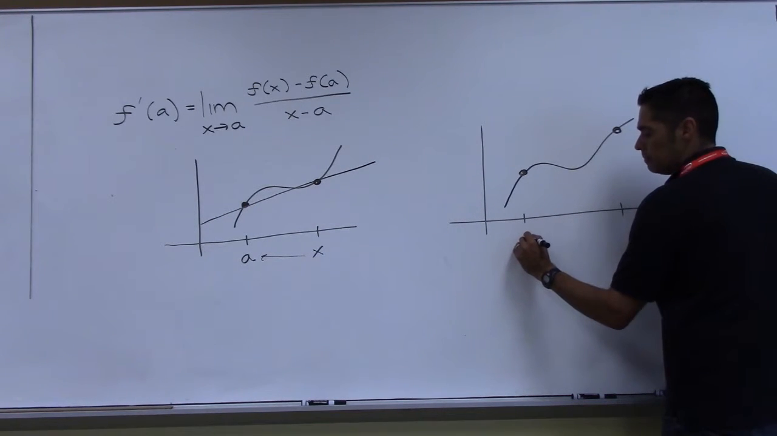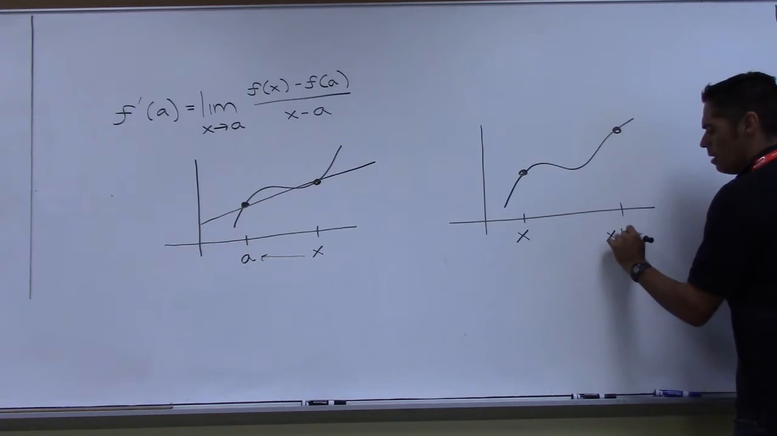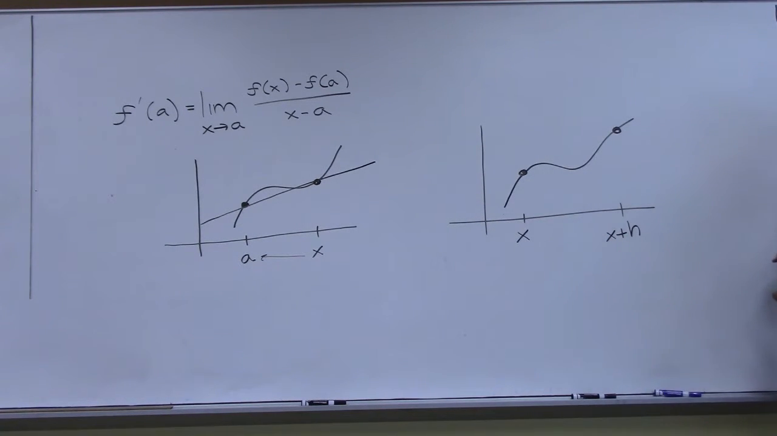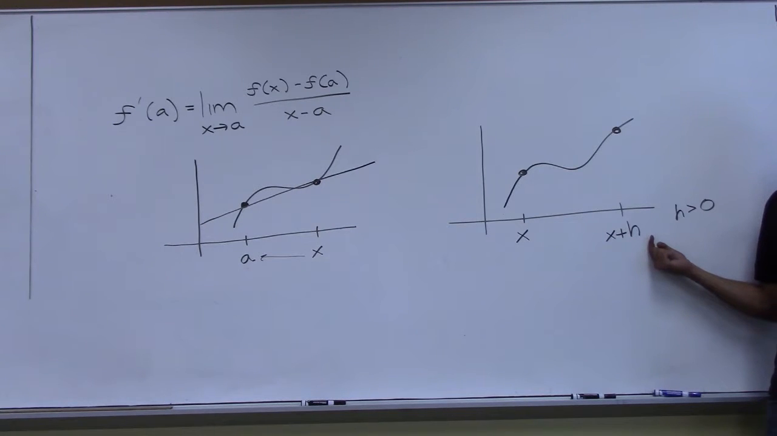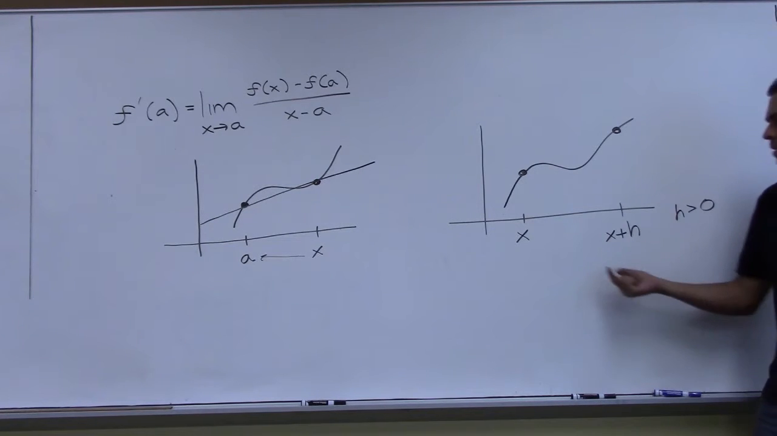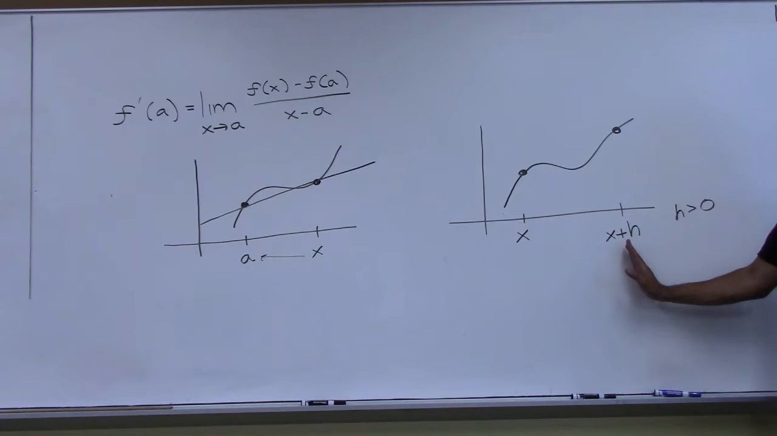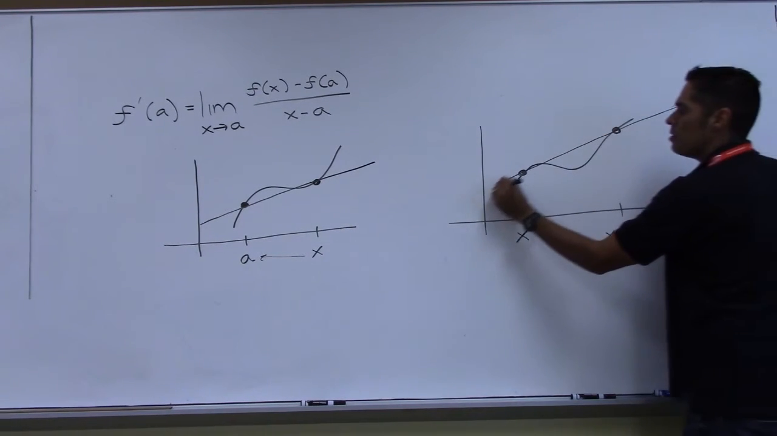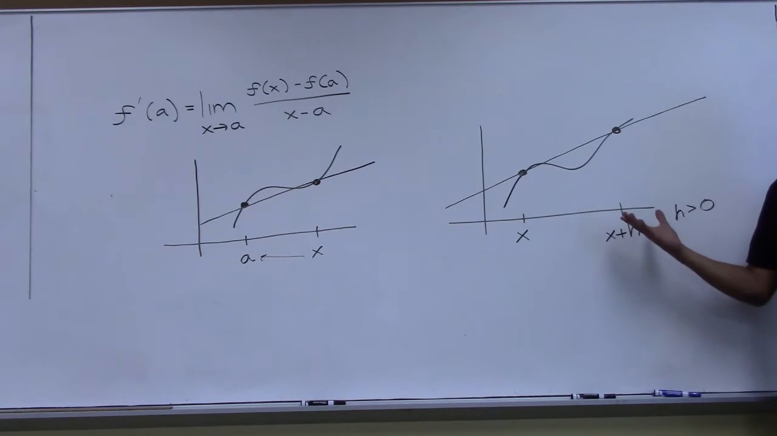If you let this be x, and this be x plus some number h, where h here is a positive number. So like if this is 3, this might be 3 plus 1. Or if this is 3, this might be 3 plus 0.5. But no matter what, whatever this x value is, this is just a little bit bigger than it. Understand? Then I can still come up with the slope of the line between those by doing rise over run.